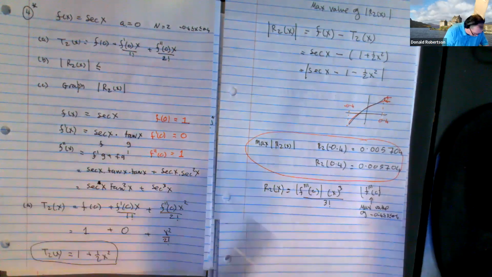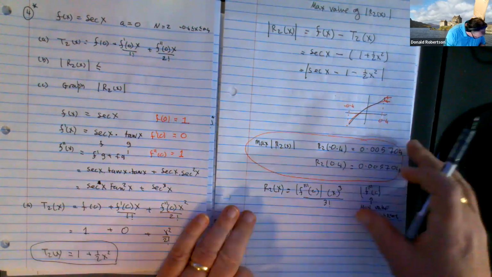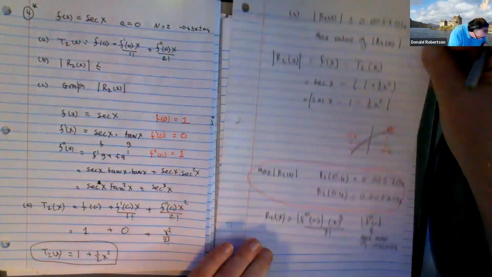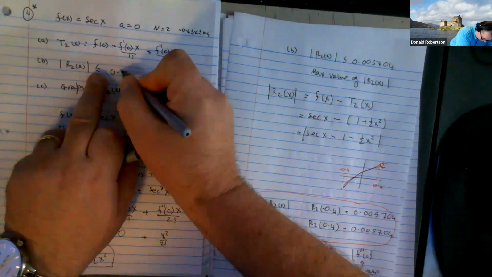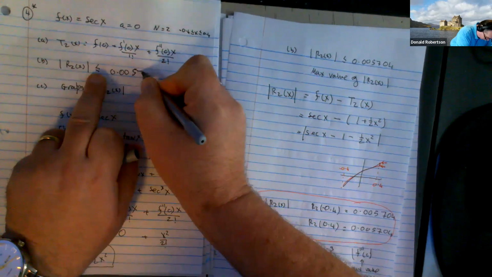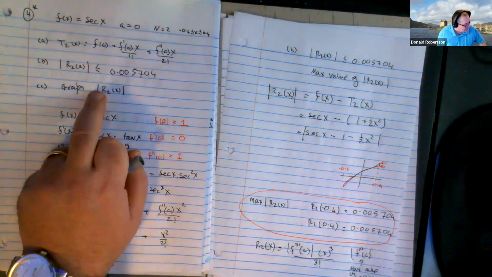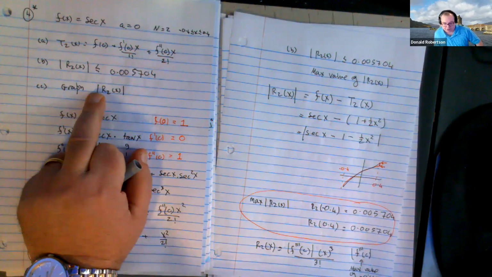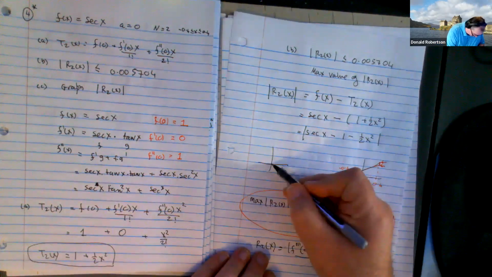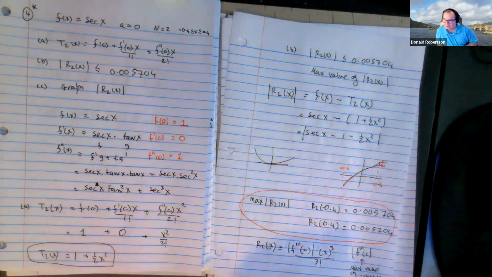So we would be putting in, I've forgotten my answer now. Oh, we would be putting in here 0.005704. And in here, they give you like 4 pictures and you pick the one that looked like that.